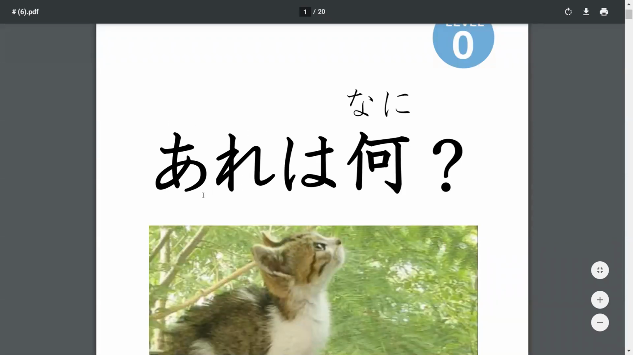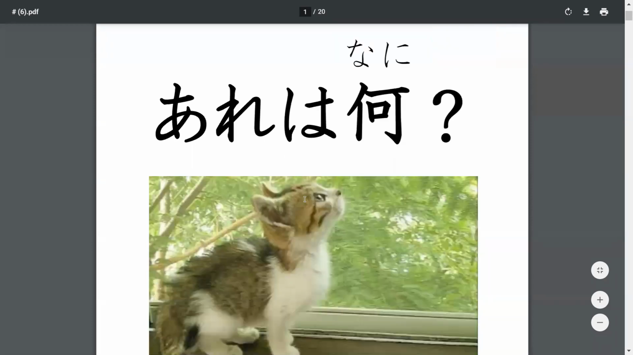So our title is Arewa Nani. Remember we talked last time about demonstratives, okay? Are, kore, and sore. So let's see how they are used by listening to the story of this cat.